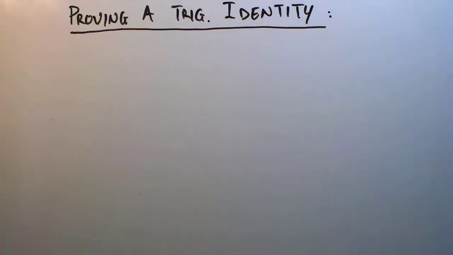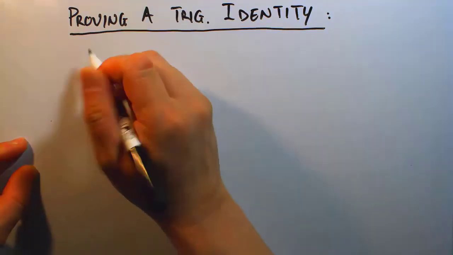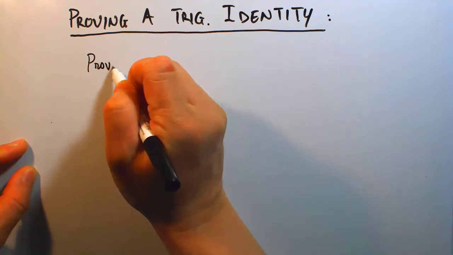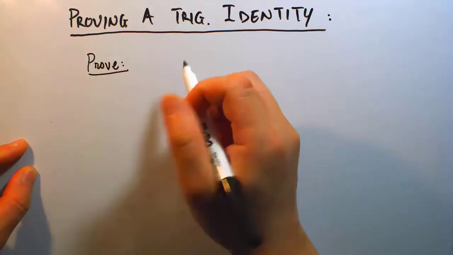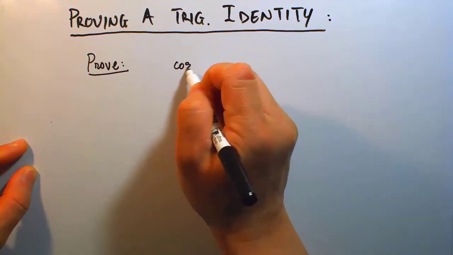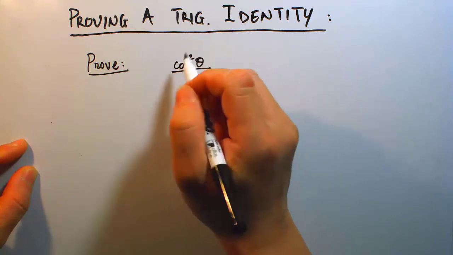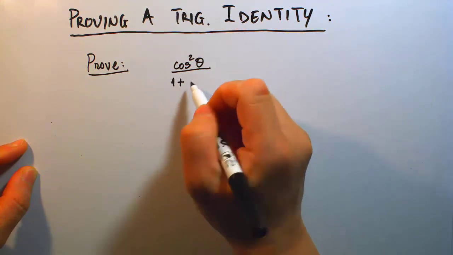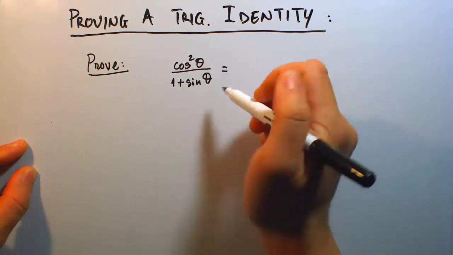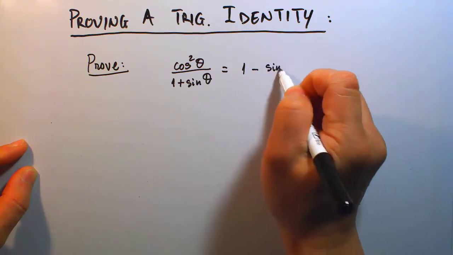Alright, so now let's really prove an identity. Let me bring up the first proof right here. We would like to prove the trig identity: cosine squared theta over 1 plus sine theta equals 1 minus sine theta.